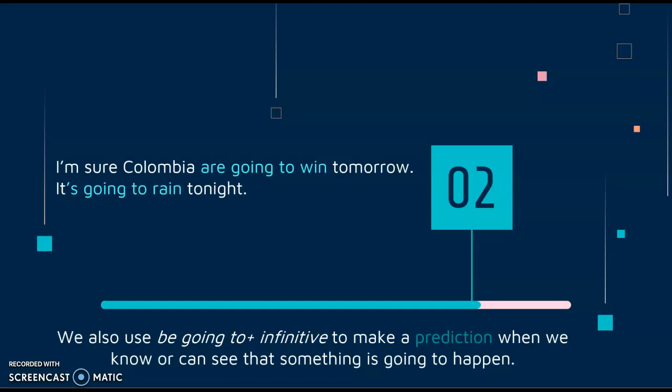Some more examples. I'm sure Colombia are going to win tomorrow. It's going to rain tonight. We also use be going to plus infinitive to make a prediction when we know or can see that something is going to happen. Colombia are going to win. It's going to rain.